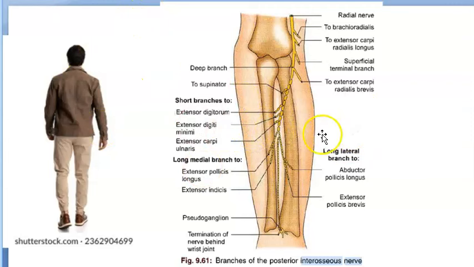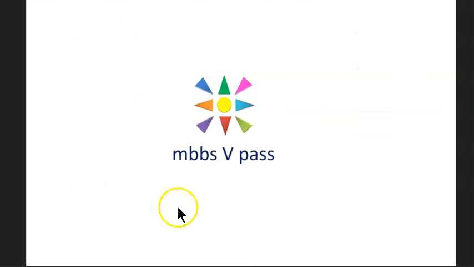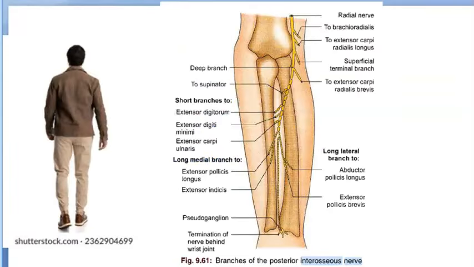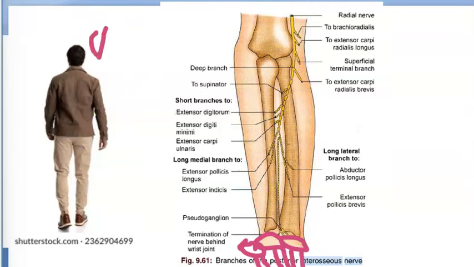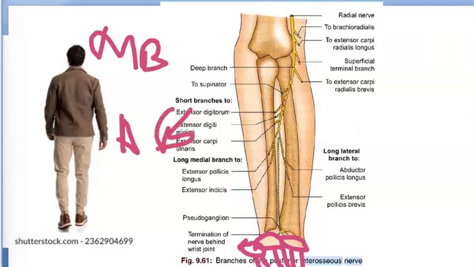Very easy. So branches means what you have to talk about. See, there are muscular branches and articular branches. So it will supply some muscles, and some articular means what? It will supply some joints, is it? Correct. So it will supply some muscles and it will supply some joints. So muscular branches and articular branch. So you have actually muscular branches, articular branches, and even sensory branch.